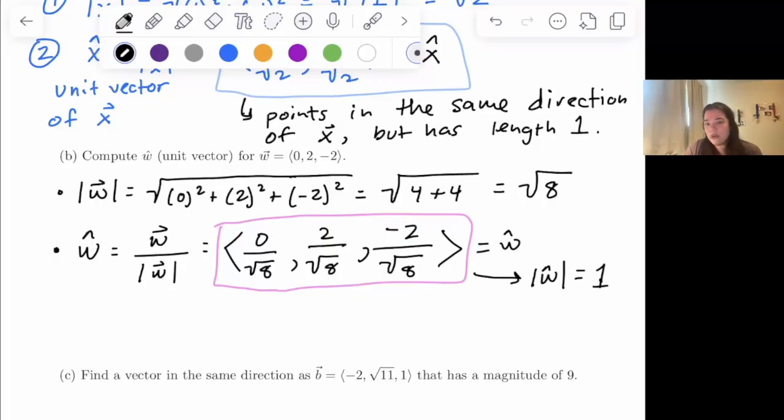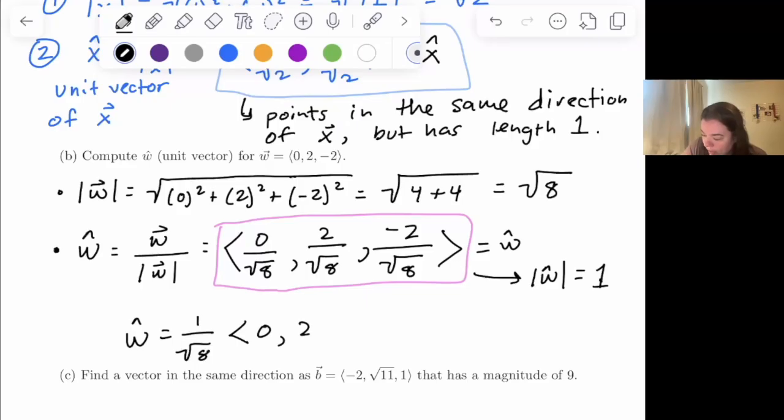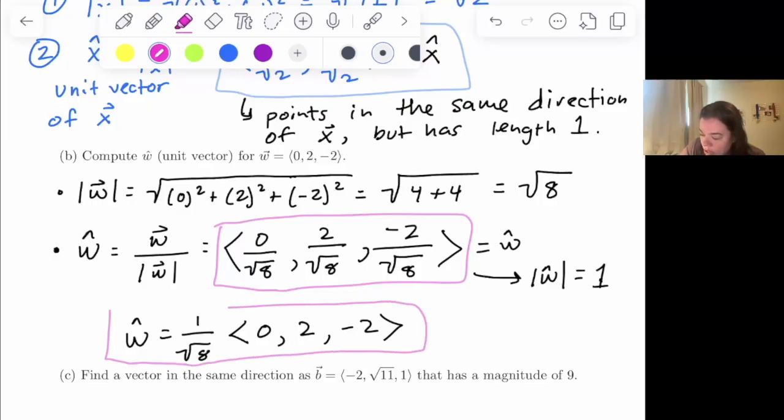I do want to show you another way you might see this written. Sometimes people keep the magnitude out in front as a scalar. So for example, instead of dividing by this square root of 8, some people will write this as 1 over the square root of 8 times just that original vector. This says the same thing; algebraically it is the same. Those are two ways to write the same thing, a unit vector for vector w.